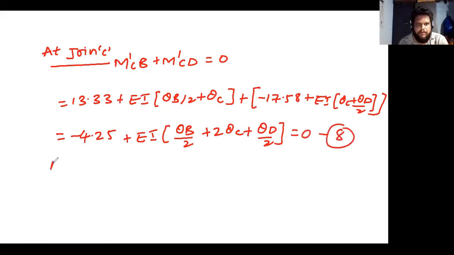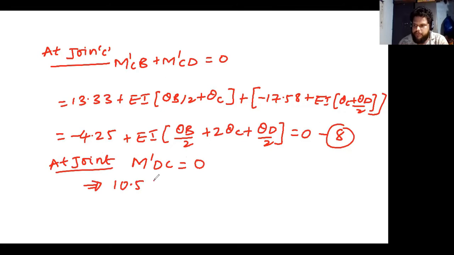Now at joint D, M dash DC is equal to 0. So whatever the slope deflection equation you are having, directly write that slope deflection equation: 10.55 plus EI times theta D plus theta C by 2. So this is equation number 9.